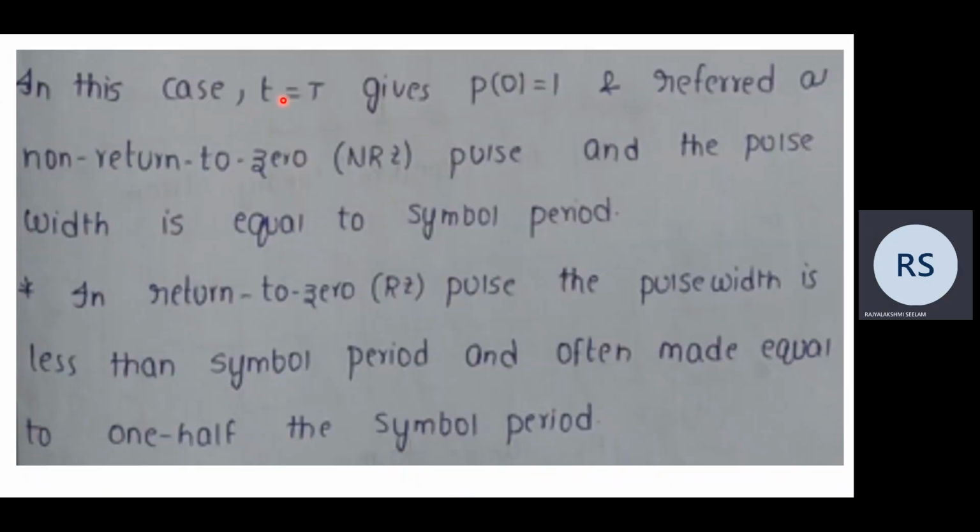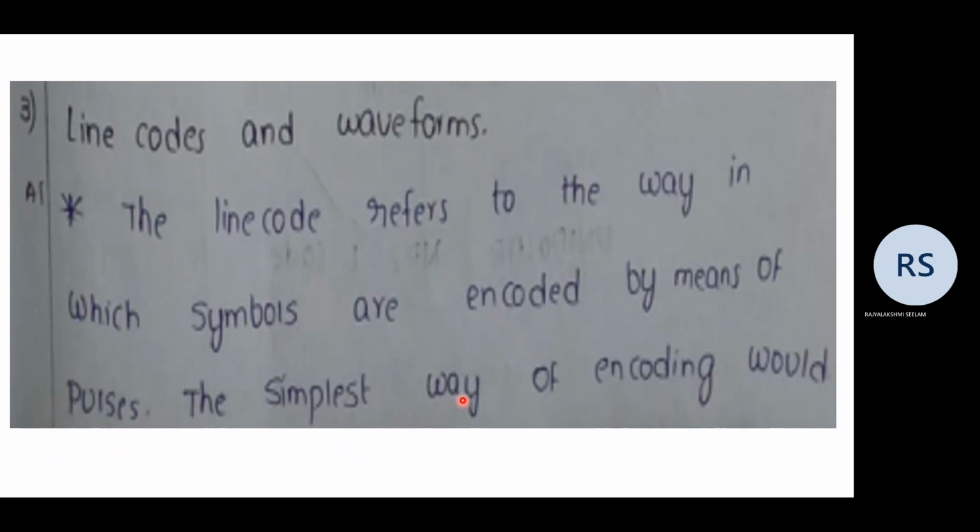So in this case, t equals capital T, which gives p of 0 equals 1, and which can be written as a non-return to 0 (NRZ) pulse, and the pulse width is equal to the symbol period. In return to 0 (RZ), the pulse width is less than the symbol period and often made equal to 1/2 the symbol period.